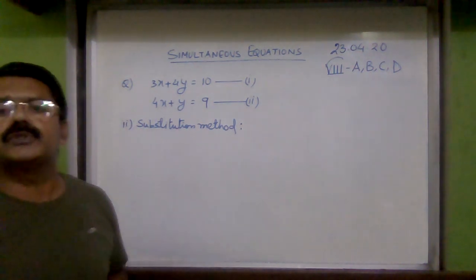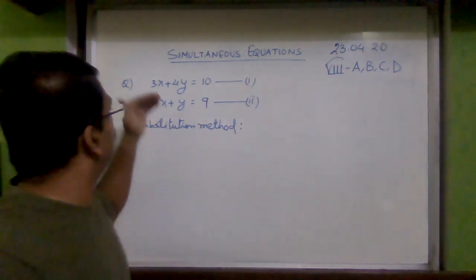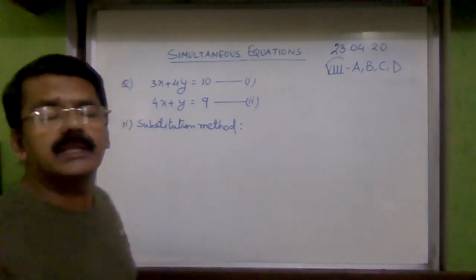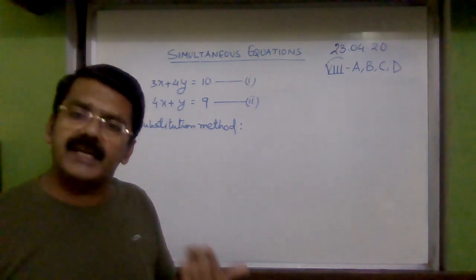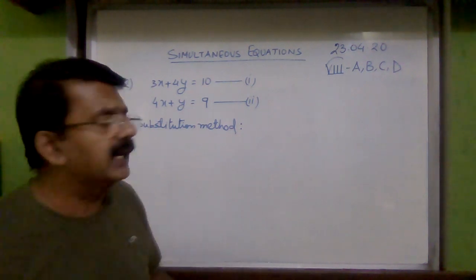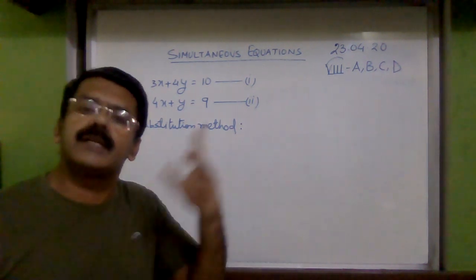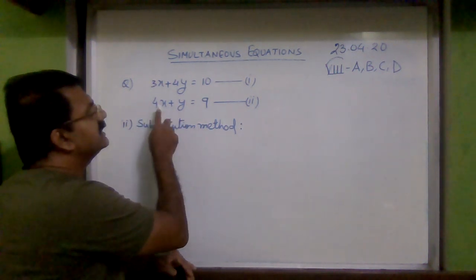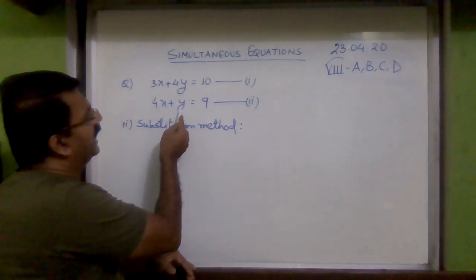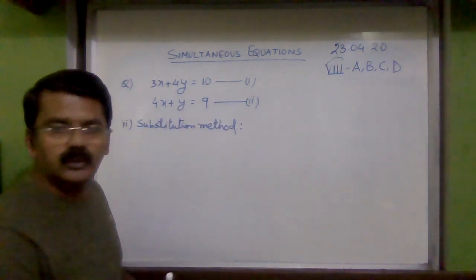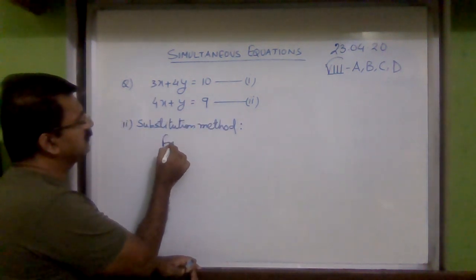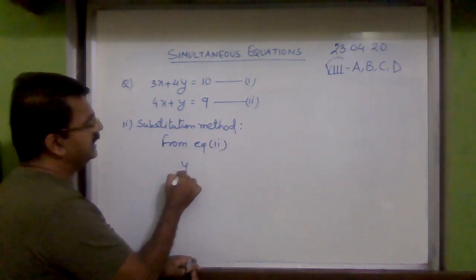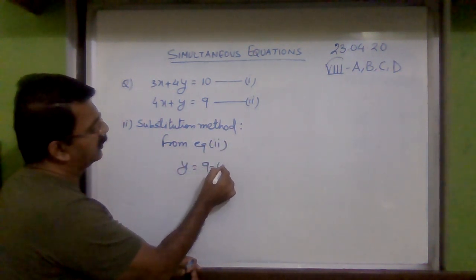In a substitution method, from the two equations, from the first or from the second equation, you have to take the value of either x or y, whatever is convenient, and you have to put that value in the other equation. For example, you can see here it is easier to take out the value of y from equation 2. So we will write from equation 2, y is equal to 9 minus 4x.